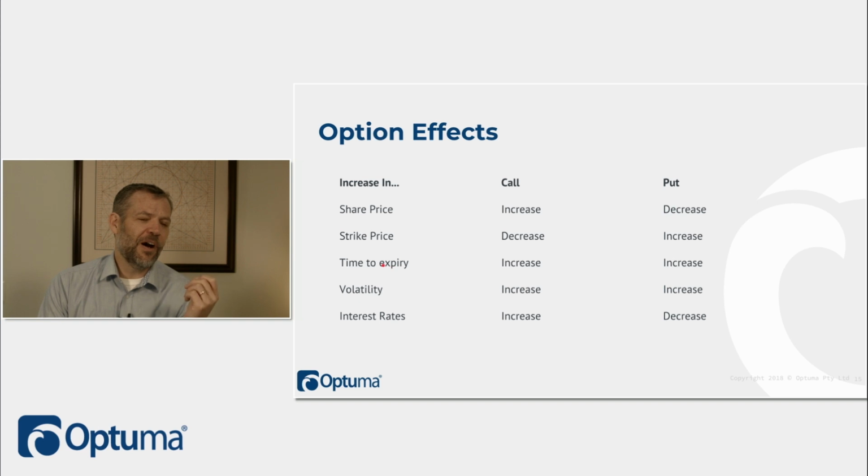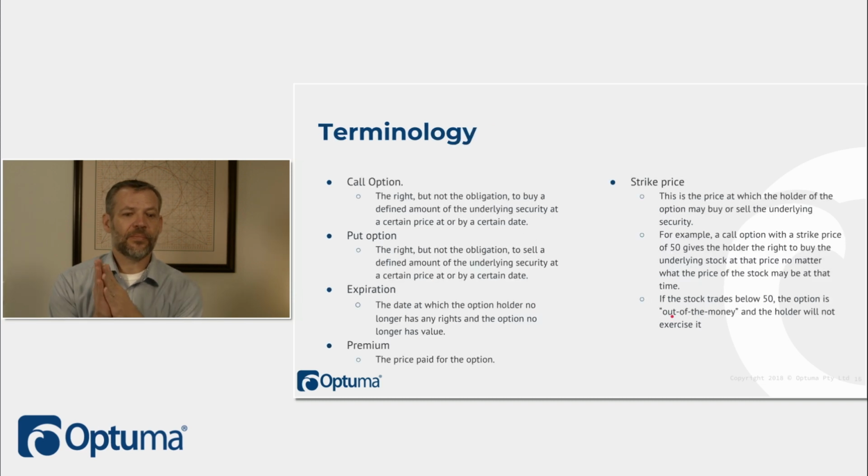Well, sorry, time to expiry, I sort of have to say increase, but the reality is that time can never increase. It always decreases to expiry. So we would invert this: as time to expiry decreases, call value decreases and put value decreases. Interest rates cause calls to increase, but puts to decrease.